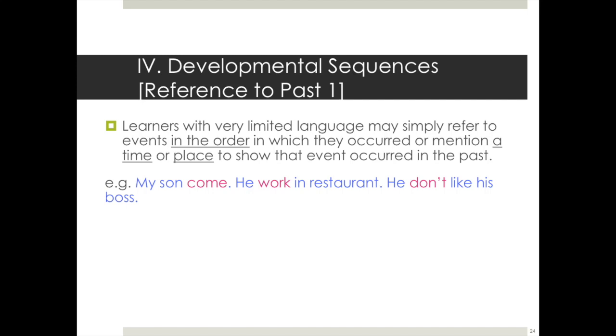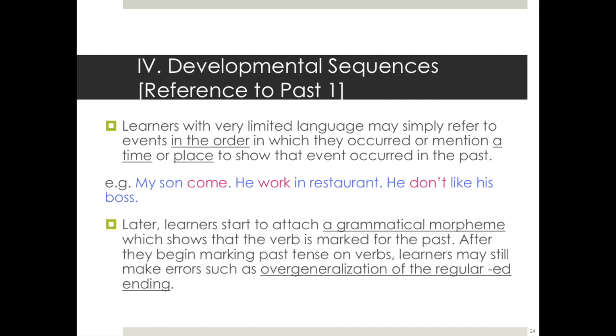No marking of the past, but the sequence of events follows a chronological order of how things happened in real life. Then later on, they start to attach a grammatical morpheme which shows that the verb is marked for the past. After they begin marking past tense on verbs, learners may still make errors such as overgeneralization of the regular ed ending. For instance, John worked in the bank, that's pretty fine, but they would also say things like he rided a bicycle. So that's the second phase.